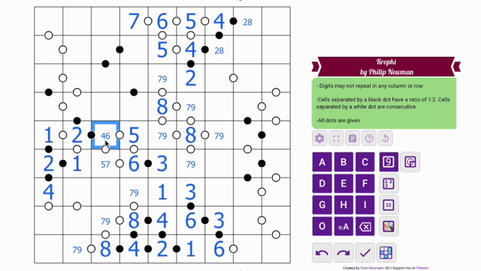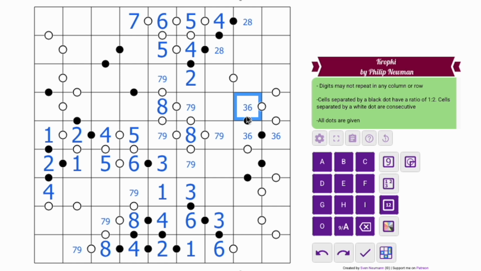2 times 2 is 4. 4 is next to 5. And we've wrapped this up, except we know this is now a 3-6 pair. And another 3-6 pair here.